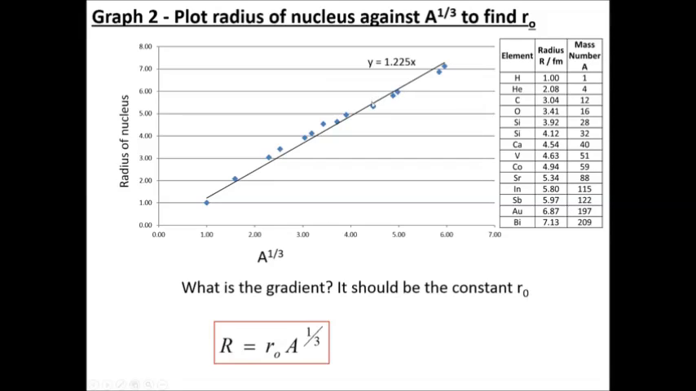You can see my data there, and my gradient here is coming out to be 1.225, and remember I'm still in femtometers, so this is going to be 1.225 times 10 to the minus 15. So that's one way of finding the constant, by plotting the radius against A to the power of a third, and it comes out to around 1.1, 1.2, dependent on what data and what straight line you end up drawing through your points.